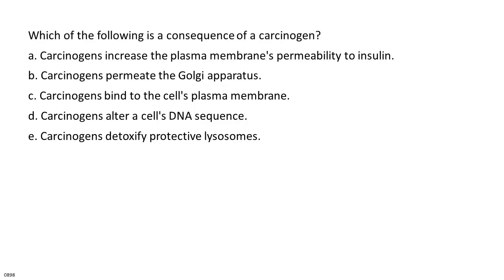Which of the following is a consequence of a carcinogen? A. Carcinogens increase the plasma membrane's permeability to insulin. B. Carcinogens permeate the Golgi apparatus. C. Carcinogens bind to the cell's plasma membrane. D. Carcinogens alter a cell's DNA sequence. E. Carcinogens detoxify protective lysosomes.